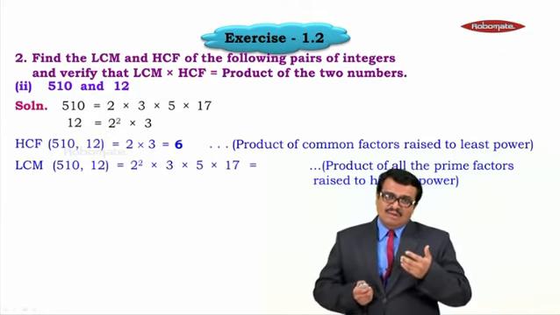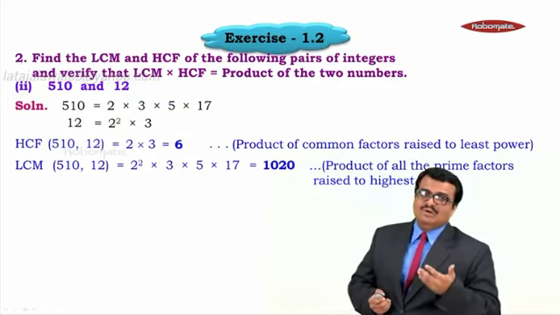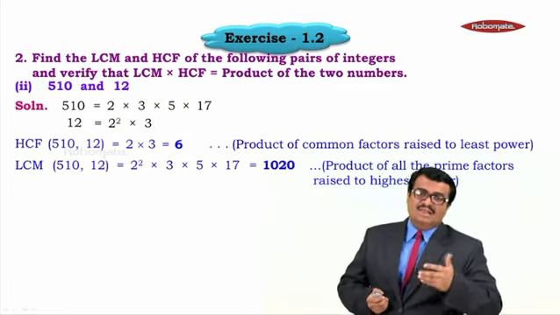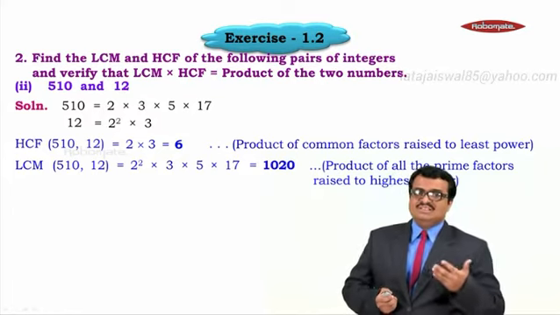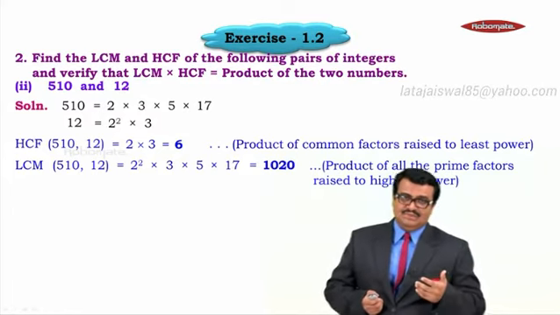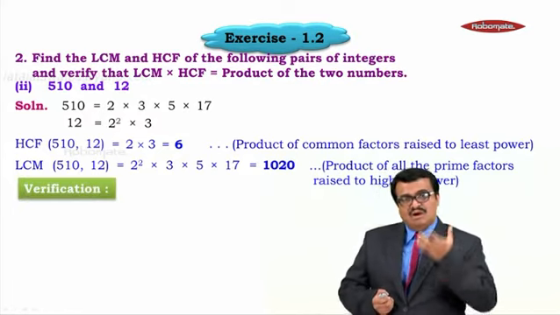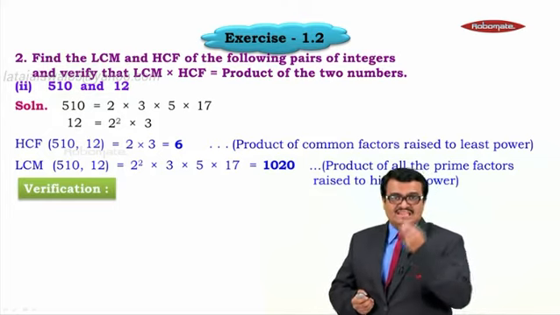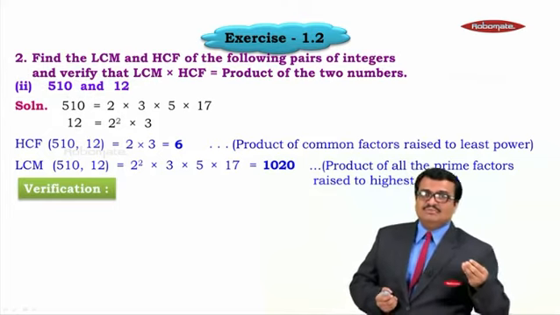Okay, and if you multiply all this, 2 square is 4, 3s are 12, into 5 into 17. If you multiply all these numbers, you will get 1020. Okay, now verification of the statement: LCM into HCF is product of two numbers.